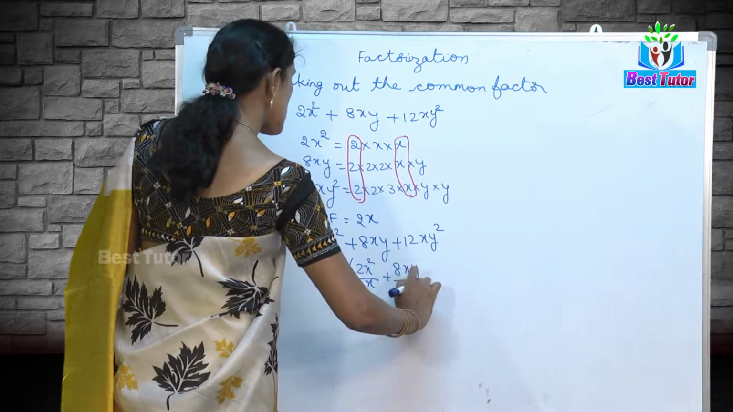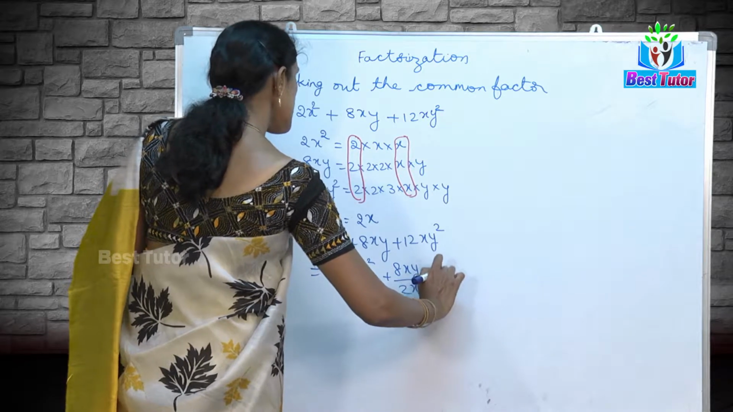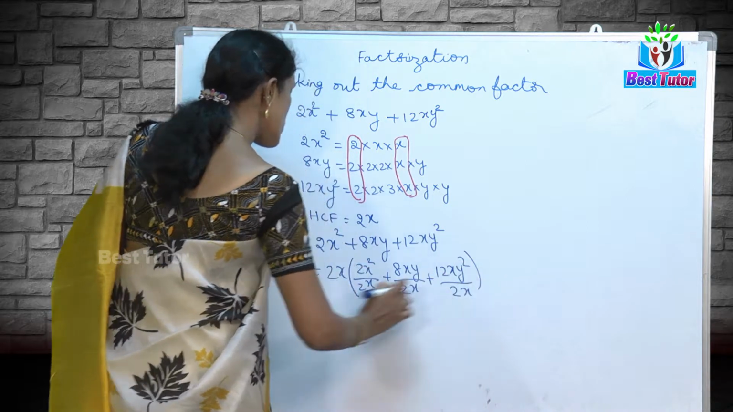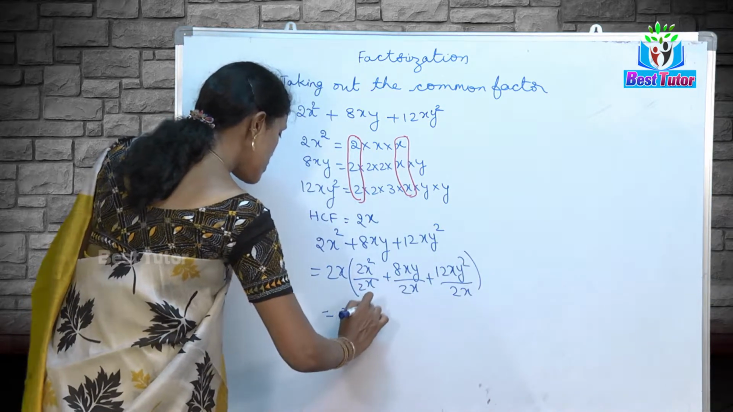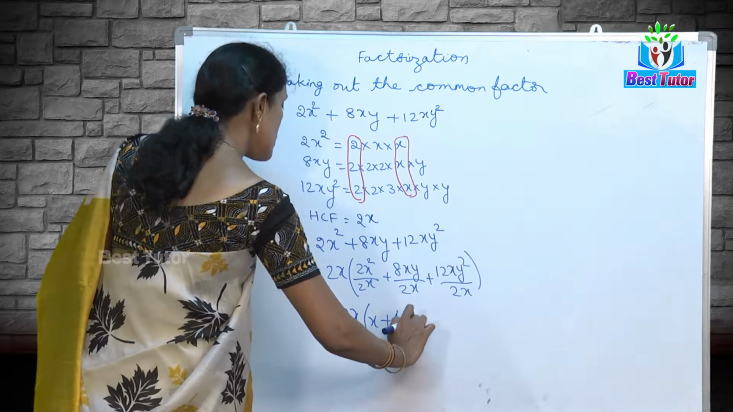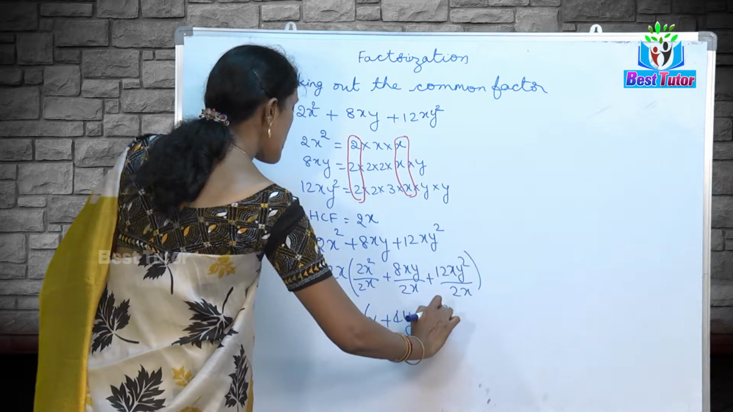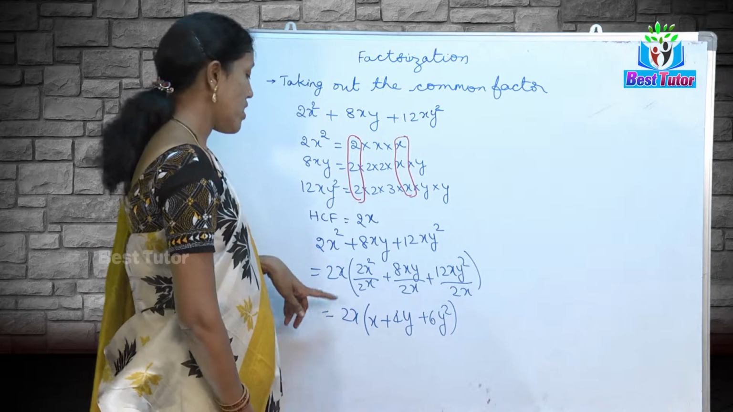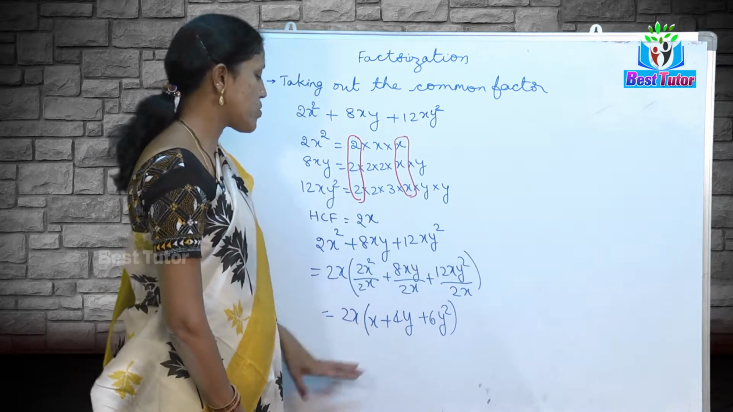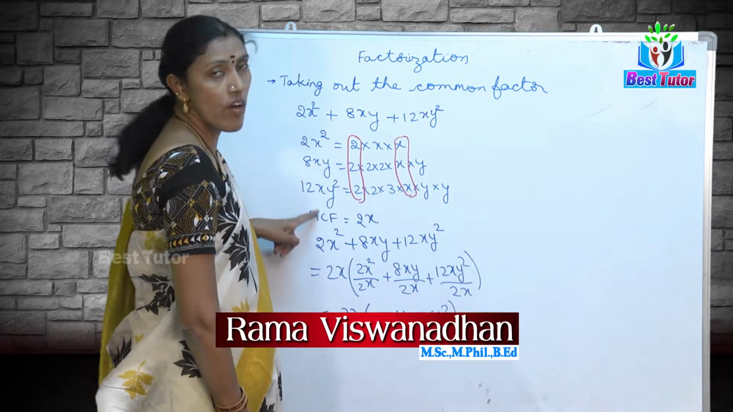by 2x, this is one procedure, 12y square by 2x, which is going to be 2x into x plus 4y plus 6y square. This is one procedure. We have taken out 2x and divided each and every term of the given expression by 2x. 2x is the HCF of all the three terms.